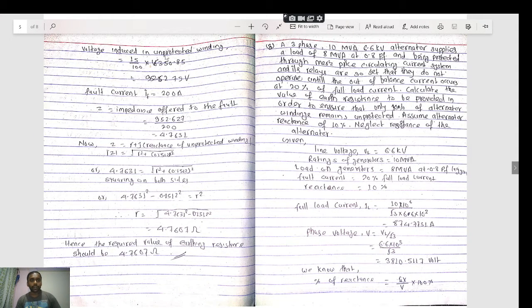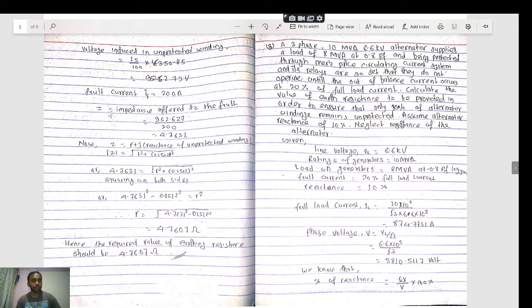Now the voltage induced in the unprotected winding equals the voltage induced in the total winding, that is 6350.85, into the percentage of unprotected winding, that is 50%, so 50 by 100 into 6350.85. Now the voltage induced in the unprotected winding equals 952.6279 volt. Fault current is given as 200 ampere.